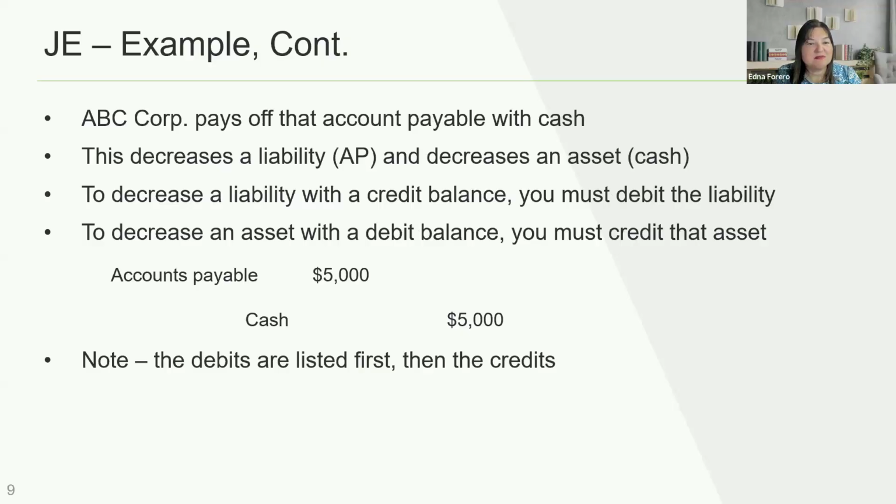Continuing the same example, ABC Corp now has some funds and they want to pay off that account. So they're going to use cash to pay off that $5,000. So they're going to decrease the liability because they no longer have to owe that $5,000. And they're going to decrease another asset, which is cash, that cash that they're using to pay for the copy machine. So they decrease the liability with a credit balance, as you see here, and you have to debit the liability side. And then to decrease the asset with a debit balance, you must then credit that asset.